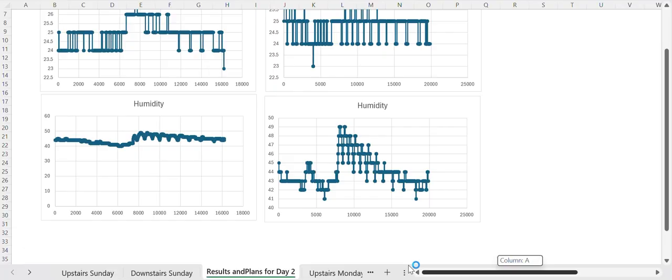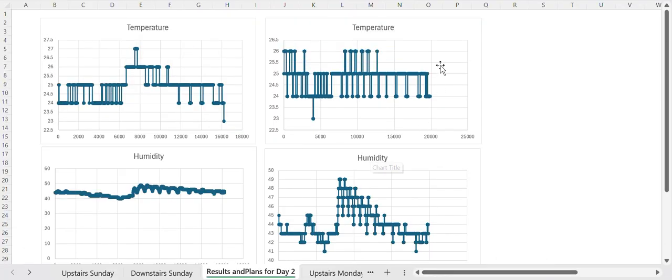Now I'm going to show you what the data turned out to look like. This is the data that I collected on the first day when I was using the sensor that had a little bit higher variance than I wanted. You can see that the temperature kind of bounces around a lot. I'm pretty sure that is the accuracy of the sensor itself. You get pretty good humidity data on the upstairs humidity, but the downstairs humidity definitely bounces around a lot.